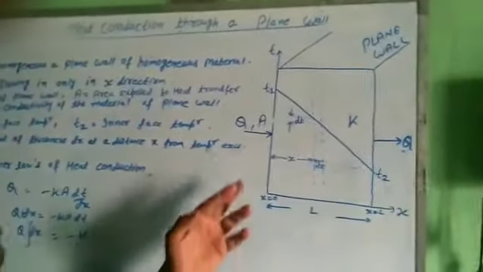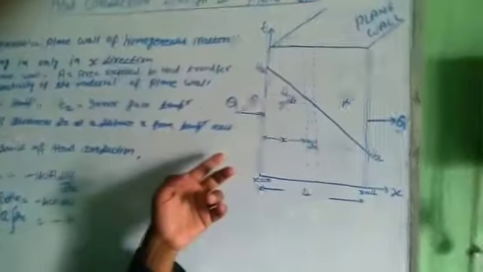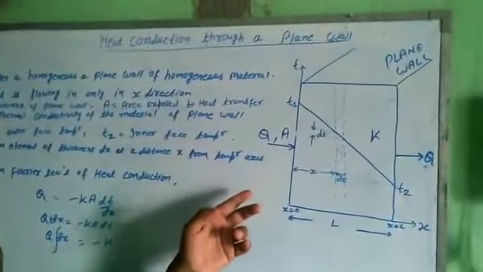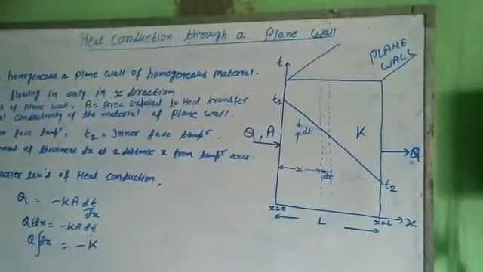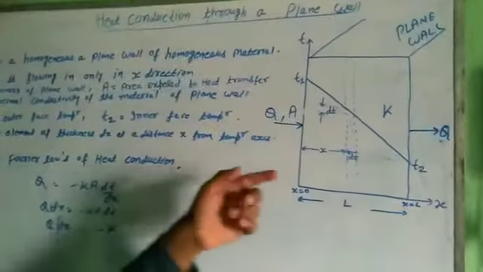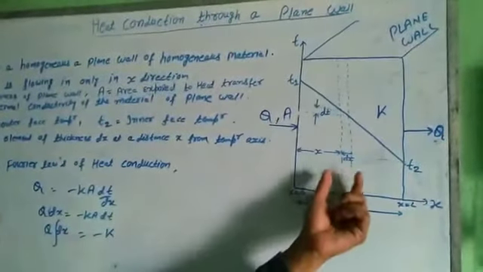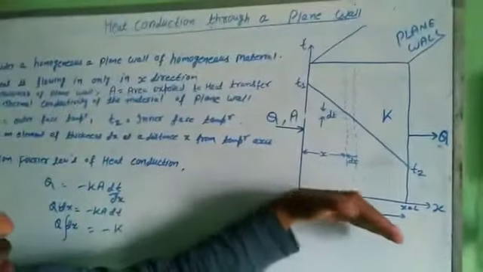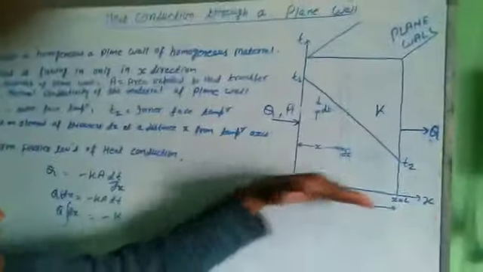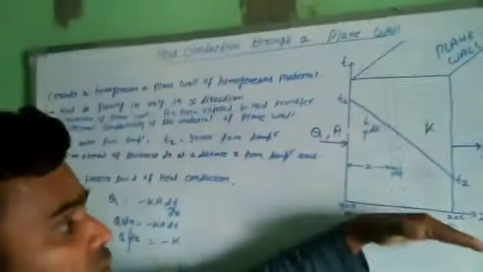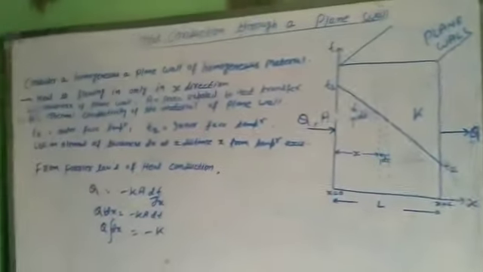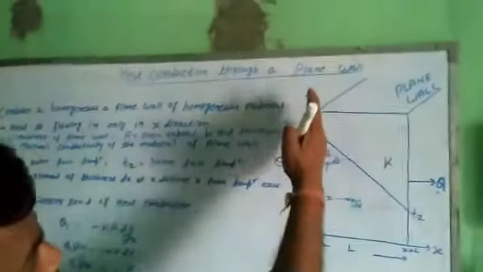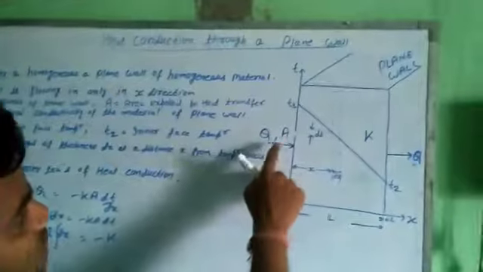So in order to derive the heat conduction, that is, in order to find the Q, let us consider an element of thickness dx at a distance x from the temperature axis. This is the temperature axis and this is the thickness x axis along the thickness of the plane wall. So here the area of heat transfer is A.